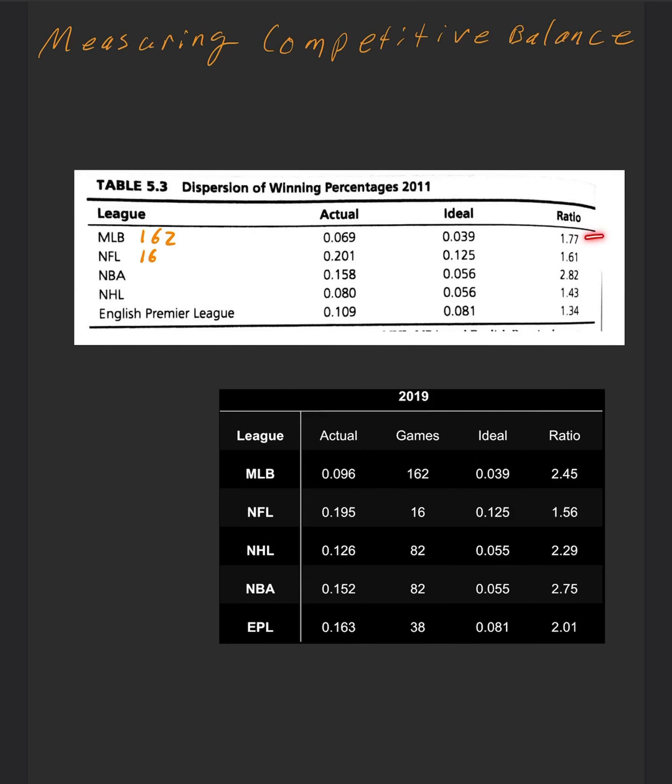So what happened? There's a huge change in the MLB. It has become even more imbalanced. NFL roughly the same. NHL switched from being on the low end to being much, much higher. NBA even more imbalanced than it was before. I'm sorry, it's still highly imbalanced. The most imbalanced league is the NBA.